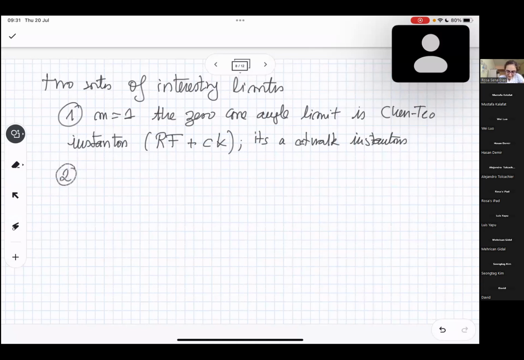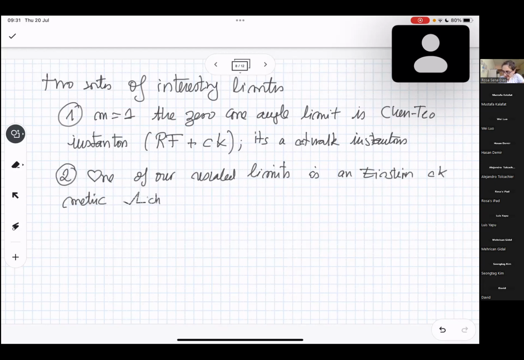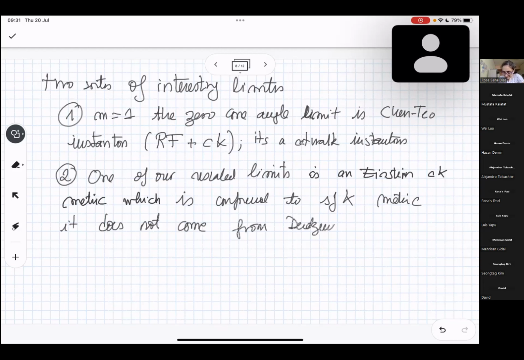Okay. The second limit, which I want to mention, is actually not a limit, it's a rescaled limit. So one of our rescaled limits is an Einstein conformally Kähler metric, which is conformal to a scalar flat Kähler metric. And if you remember, Derdzinski's construction only works in the set where scalar curvature is non-vanishing. So this metric does not come from Derdzinski's construction.